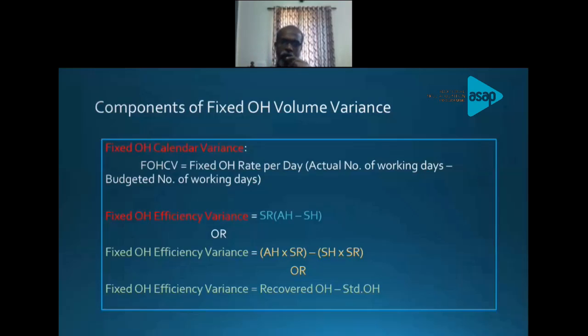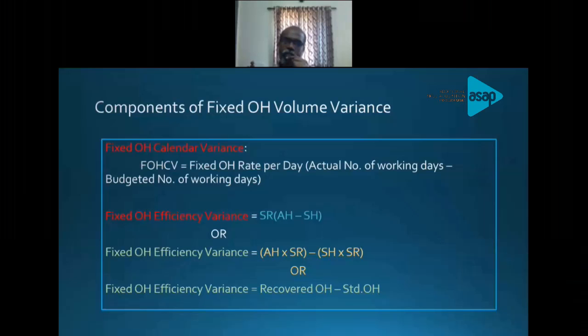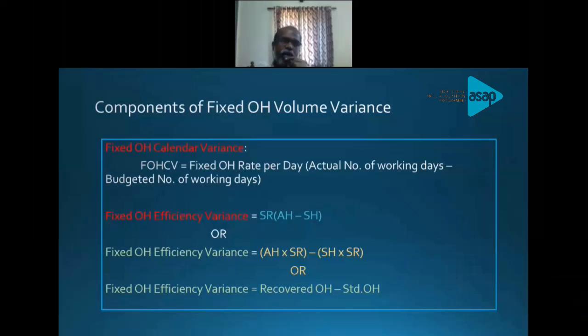Calendar variance is fixed overhead rate per day. You have to calculate the fixed overhead rate per day. That is multiplied with the difference in the number of working days, that is the actual number of working days and budgeted number of working days. The difference is taken and multiplied with the fixed overhead rate per day.